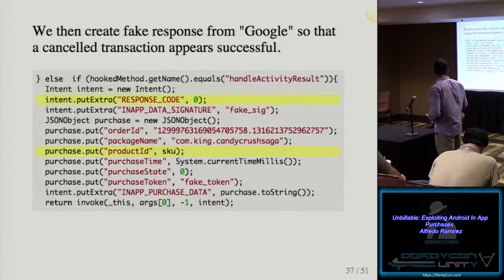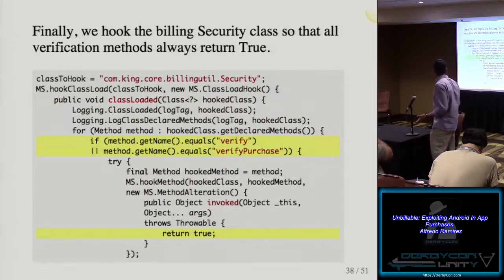And then everything else we just fake, because it doesn't matter. They don't check the order ID. We're going to put a fake signature in here. We're going to put a fake token because none of these things actually matter. Because the last thing we're doing is we're actually going to go into their security class and look at their verify signature methods, and we're just going to always make them return true.